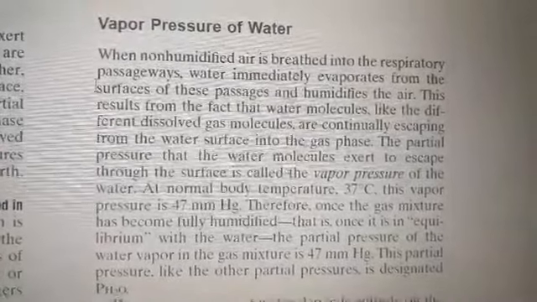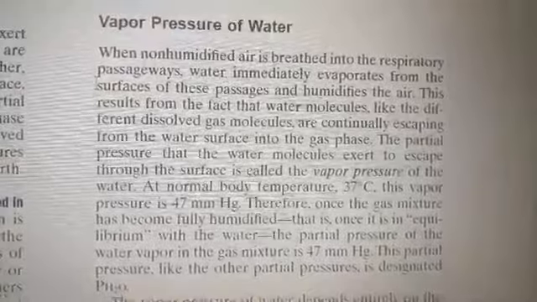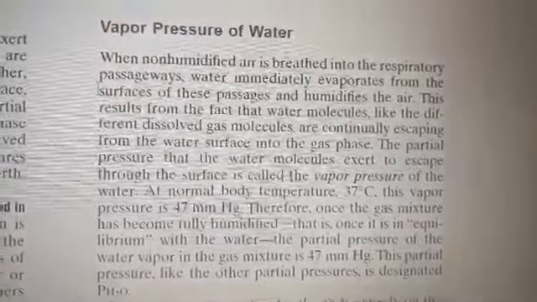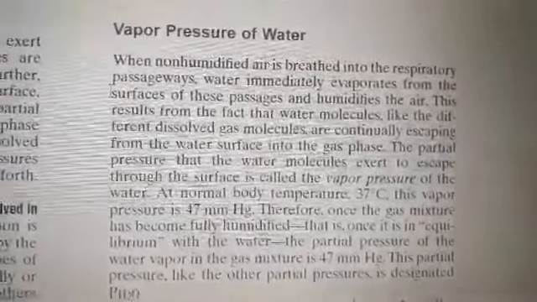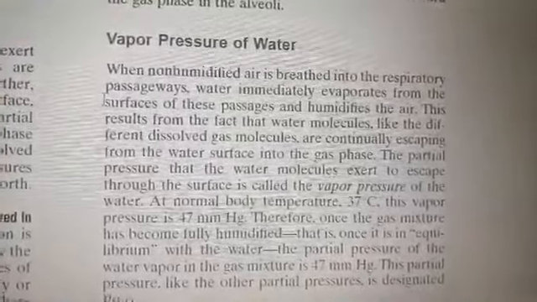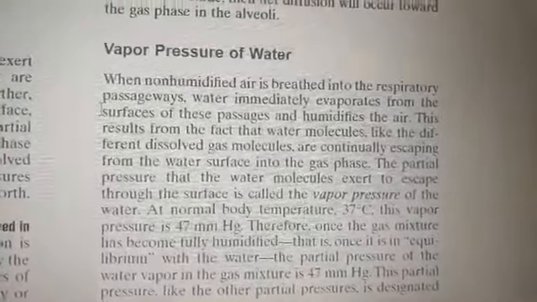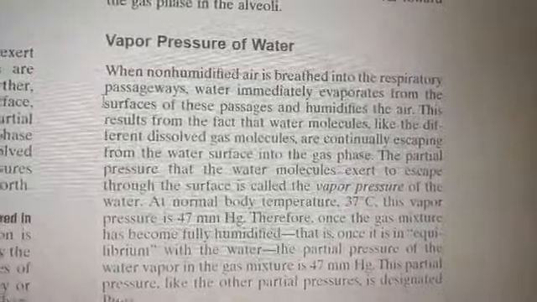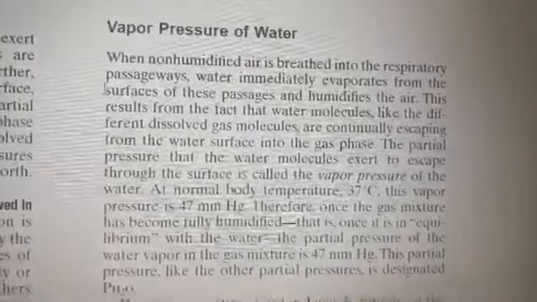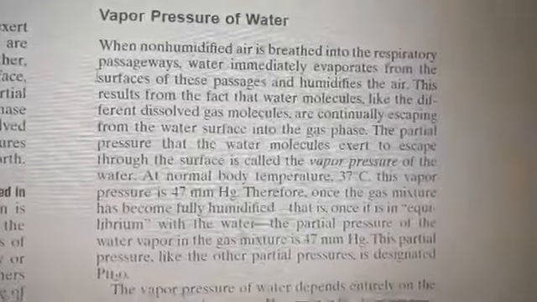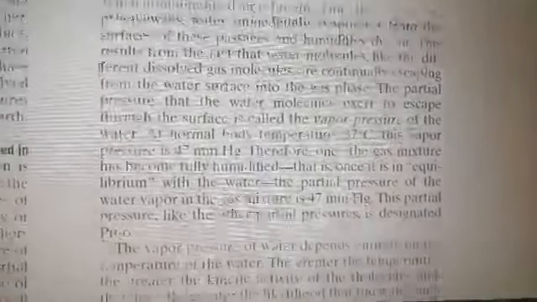The partial pressure that the water molecules exert to escape through the surface is called the vapor pressure of water. So the pressure by which the water molecules escape is called the vapor pressure of water, which is normally 47 millimeters of mercury at 37 degrees centigrade, which is the normal body temperature.